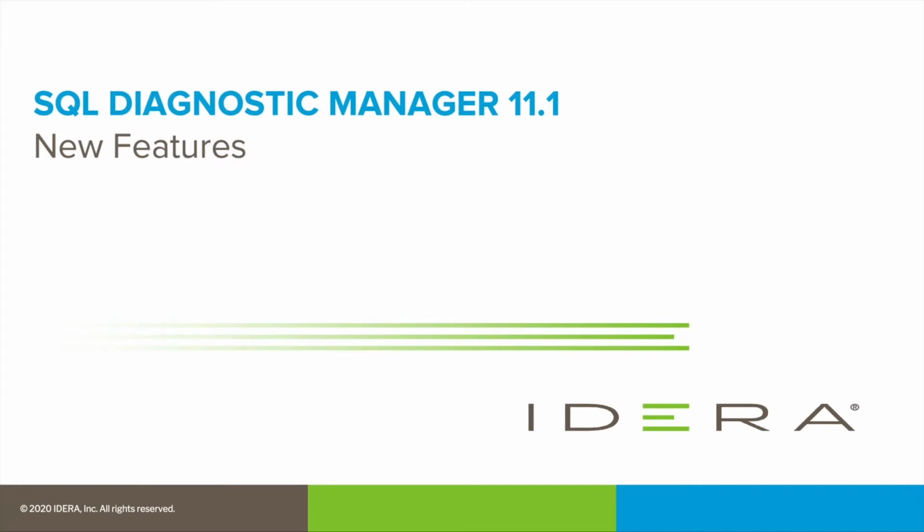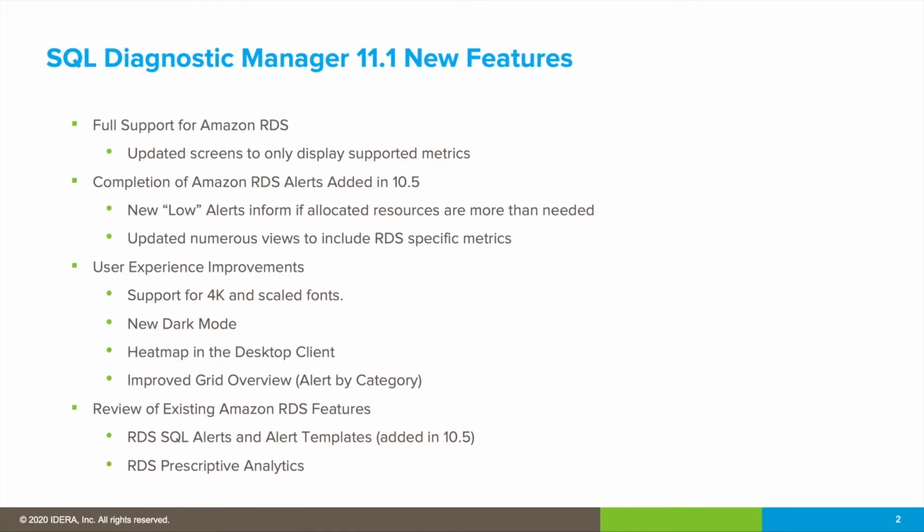on Amazon RDS. Now, prior versions of SQL Diagnostic Manager were capable of monitoring Amazon RDS. However, with the 11.1 version, we refined the product to focus on metrics that are available in RDS. For example, graphs related to OS metrics have been removed, given that those metrics are unavailable. However, we didn't just take things out. We also included new metrics that are only found in RDS. And along with these new metrics are also new alerts.